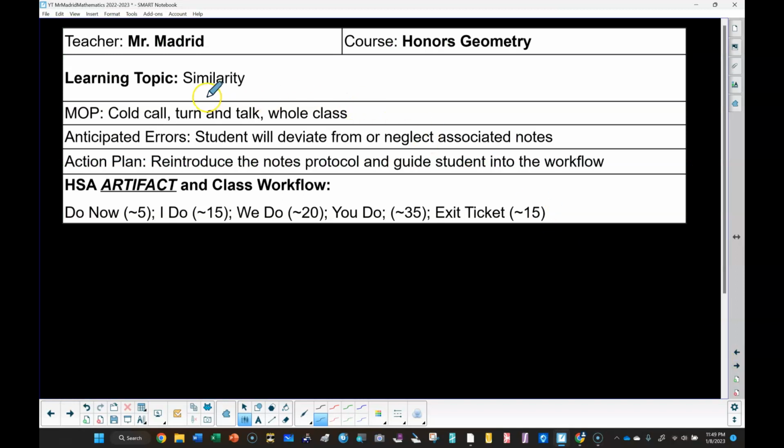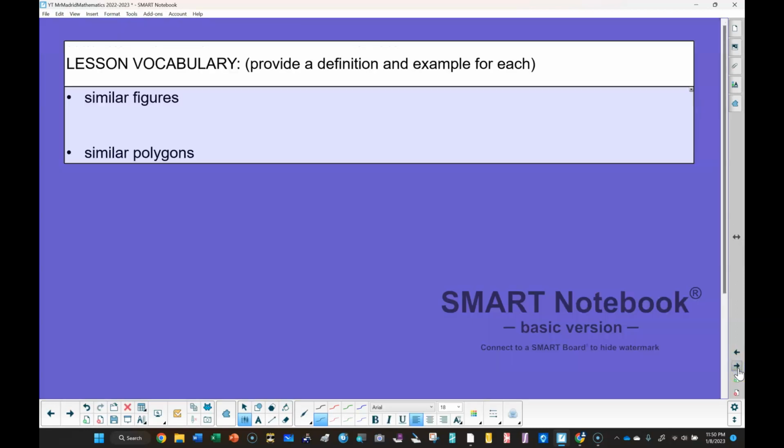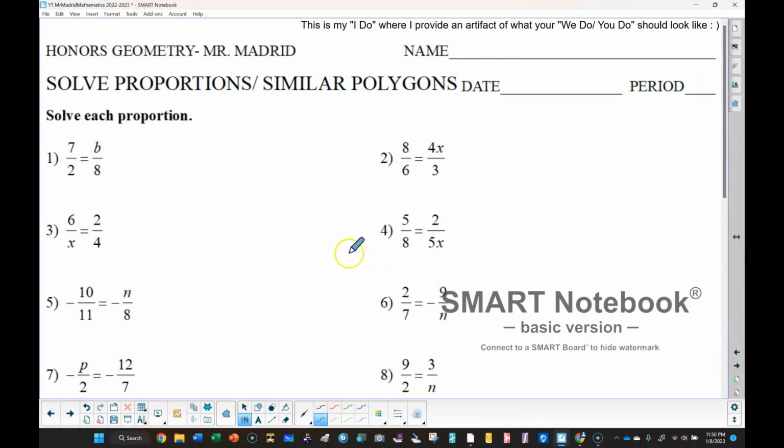As far as this class, the learning topic is similarity amongst polygons. So let's go ahead and give you guys some vocabulary. Find time in the class to pause, go visit the online textbook or just do a Google search so you can get the definition and example for these words. It'll definitely help you guys out.